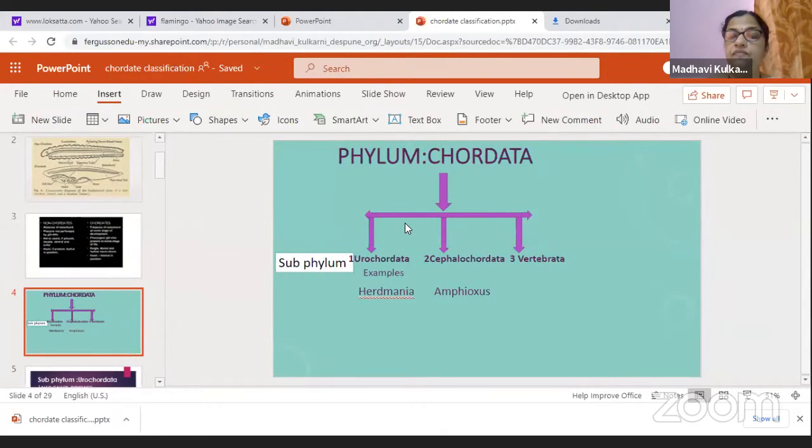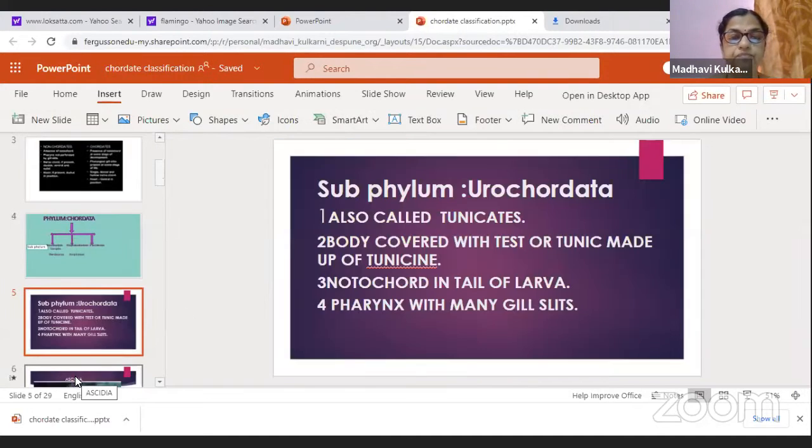Now, this phylum Chordata is further divided into subphyla. The first subphylum is Urochordata, the second is Cephalochordata, and the third is Vertebrata. We are going to study each of the subphyla. From Urochordata, please remember Herdmania as an example. From Cephalochordata, Amphioxus as an example. And vertebrate classification we are going to study in detail.